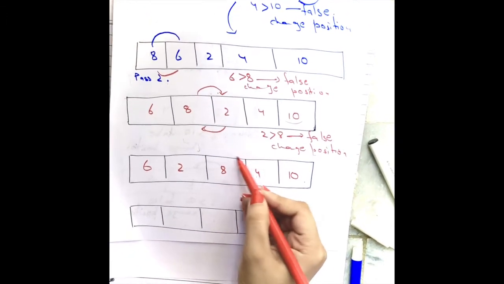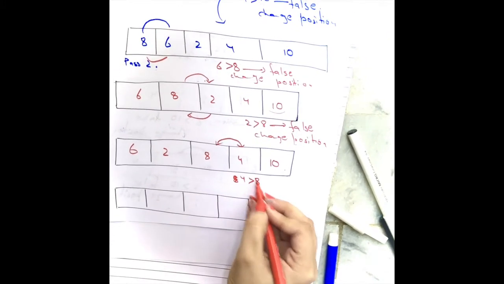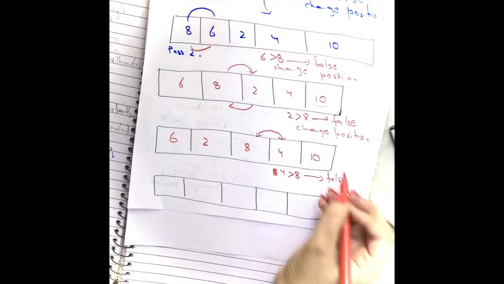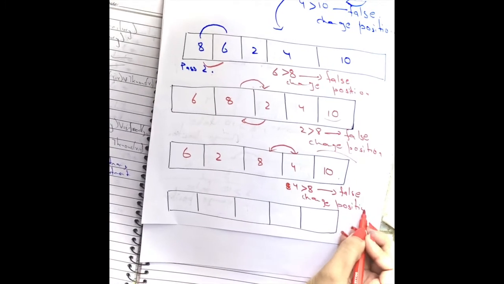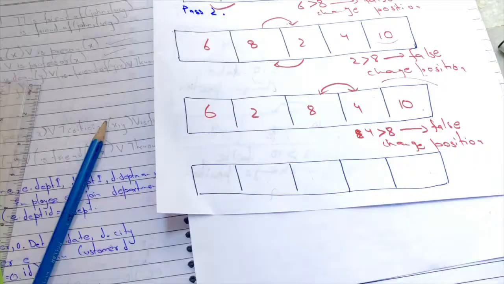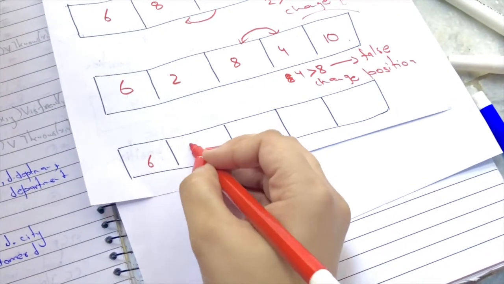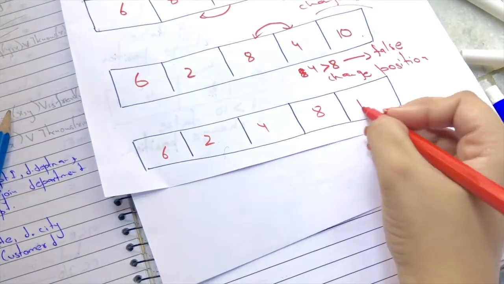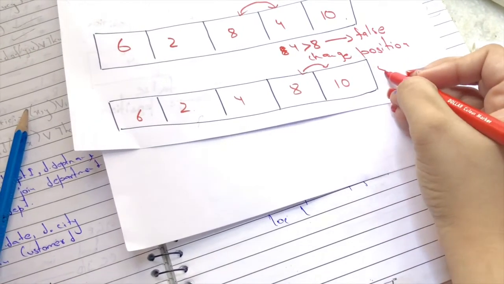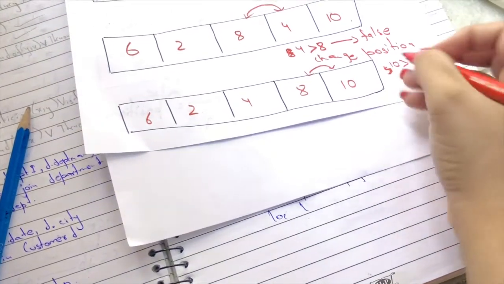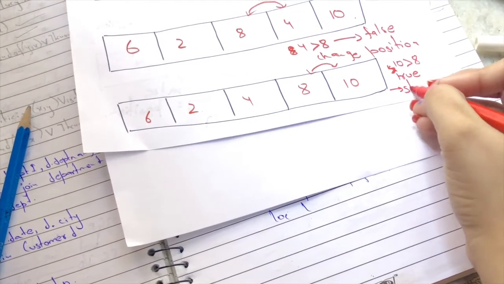Alright, now we are going to check the condition on these two elements. So is 4 greater than 8? Again this is false, so that means we need to change our position. And by changing position, our list becomes 6, 2, 4, 8, 10. Now let's again check the condition with this one. Is 10 greater than 8, right? Which is true. That means we need to stop our pass over here.